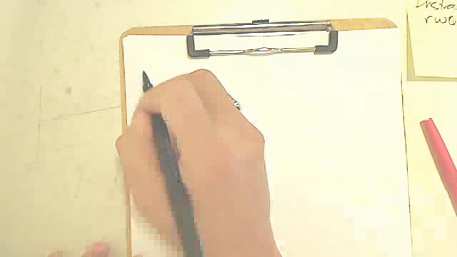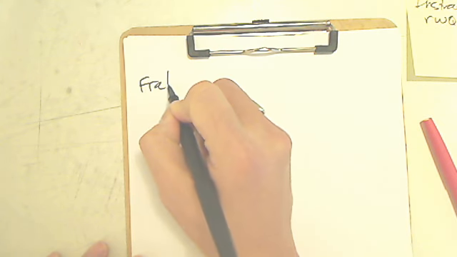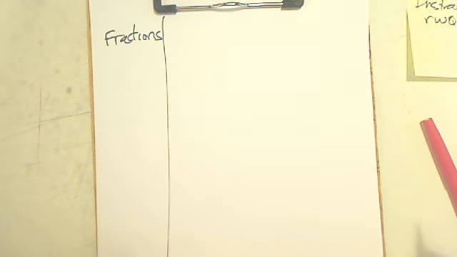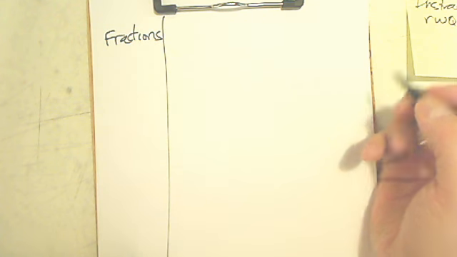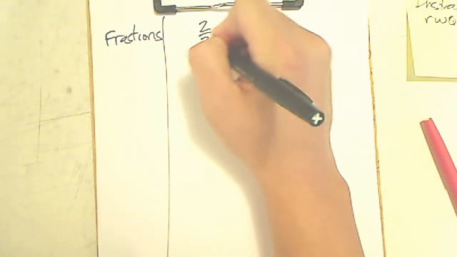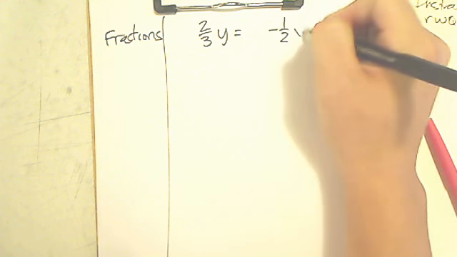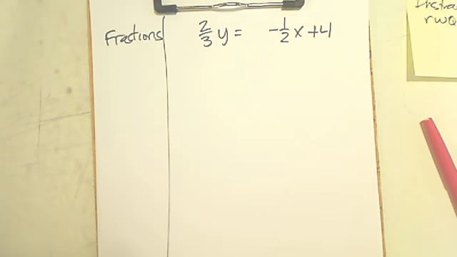Okay. Some of you look bored, so let's make this a little bit harder. You ready? Let's talk about our friends here again. Fractions. Okay, here we go. Try this one. 2/3 y equals negative 1/2 x plus 4. This might be the hardest equation you'll have so far.